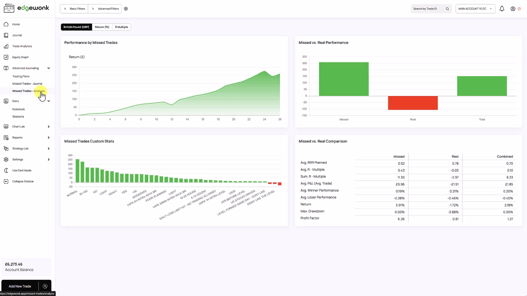And when we go to the missed trades analysis, you can see that when we compared the missed trades as the trader entered it, it is around £260, and his real trades, as we saw, is a loss of 106. So you can see that there's a big difference here.